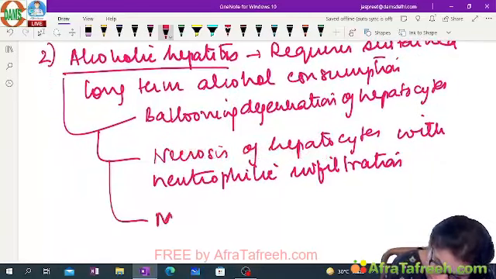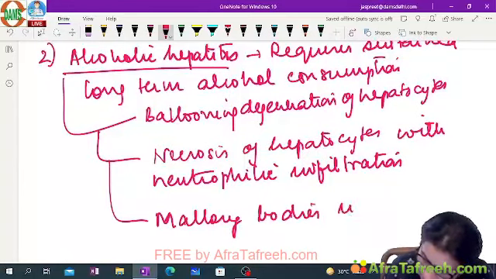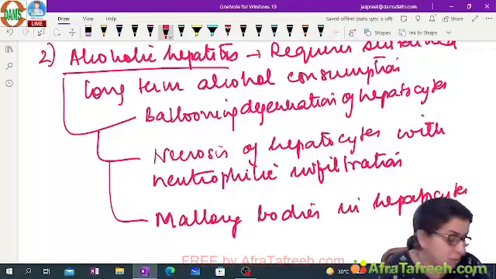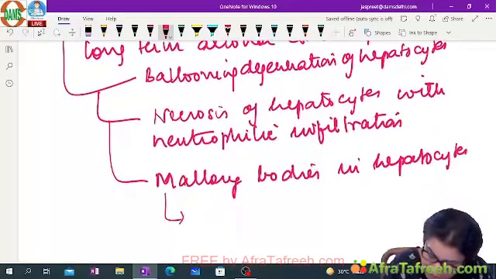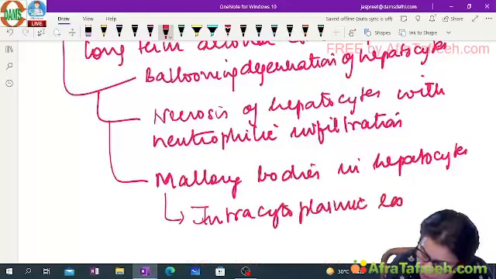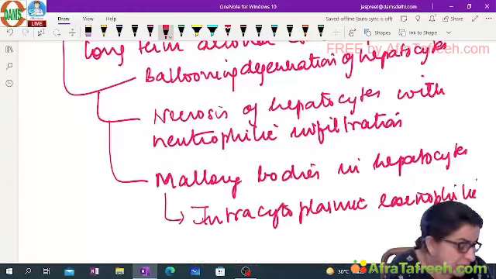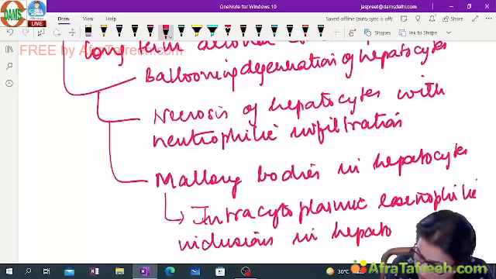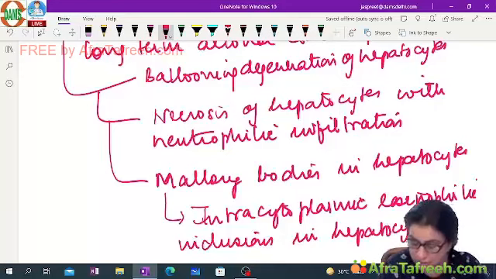And third, we see Mallory bodies in hepatocytes. So what are Mallory bodies? They are pink colored bodies inside the cytoplasm of hepatocytes. So they are intracytoplasmic. What is their color? They are pink colored. Intracytoplasmic eosinophilic. Eosinophilic means pink. So intracytoplasmic eosinophilic inclusions in hepatocytes.